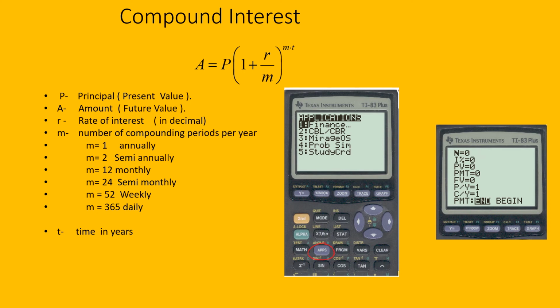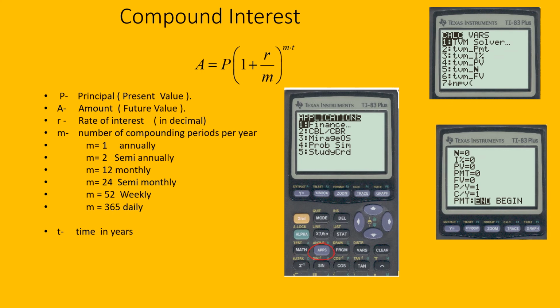T is the time in years. So in a graphing calculator, we can select our apps. Under apps, we select finance. And when we select finance, we get the TVM solver. The TVM solver is asking for N equals, I percent equals the rate, principal value, the payment, future value, payments per year, and compounded per year.